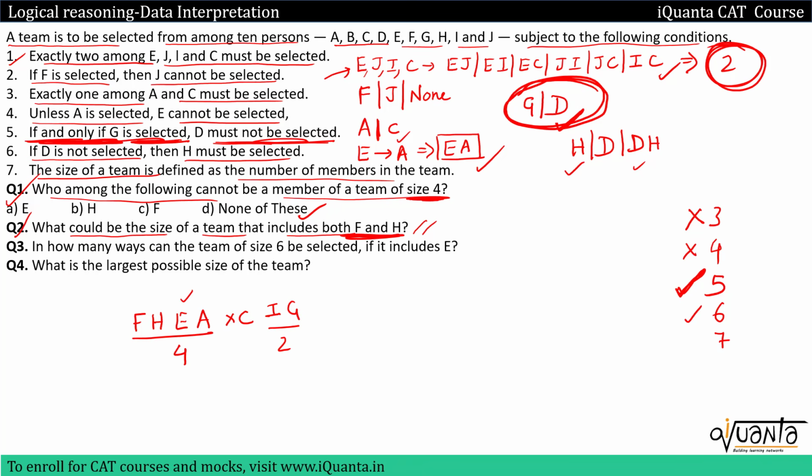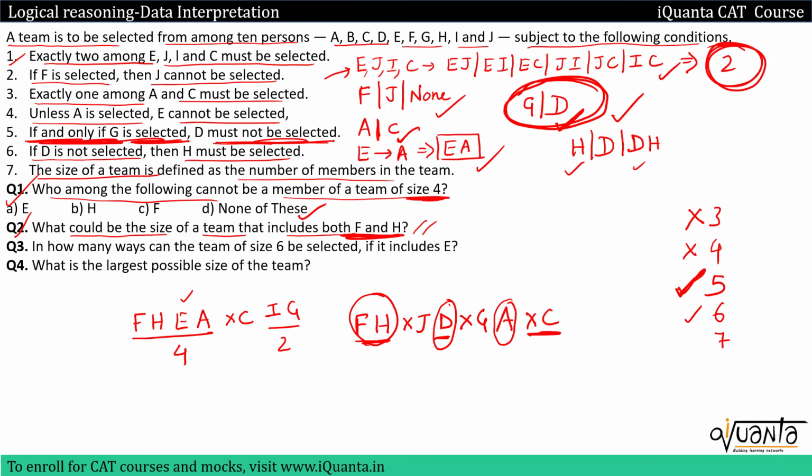Let us check if a team of size 7 is possible. I have to form a team having both F and H. So J will not be there because either F or J or none can be in the team. So F is present, J won't be present. Then only 1 out of G and D can be present in the team. So if I put D in the team, then G won't be present. So till now we have 1, 2, 3 members. We also know that only 1 out of A and C can be present in the team. So if I put A in the team, then I will have to eliminate C from the team. So C is also gone. So 1, 2, 3, 4.